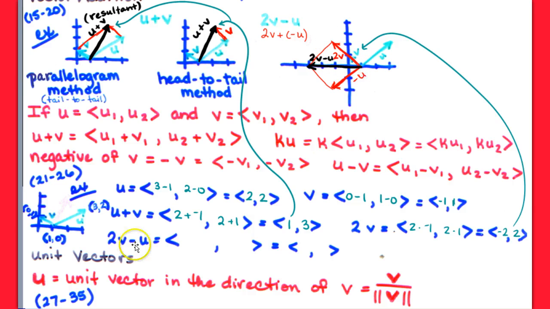All right, look at the next one, 2v minus u. We've got 2v right here. We've got u right here, so let's just subtract. So we'll do first value minus first value and second value minus second value. And that gives us <-4, 0>.